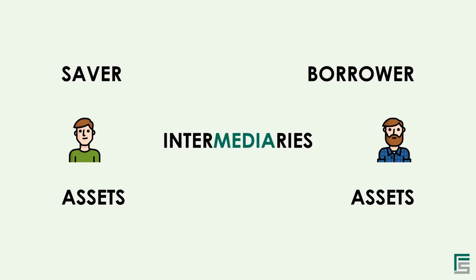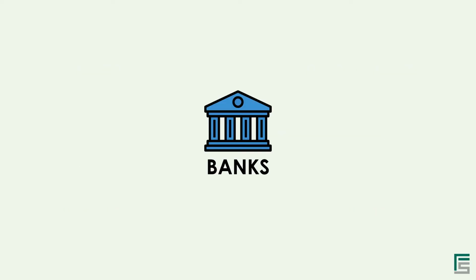There are several types of financial intermediaries. Let's take a look at them. Number 1. Banks. It is one of the most common financial institutions or intermediaries we see. A bank usually has two jobs.